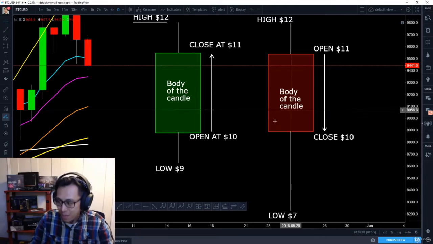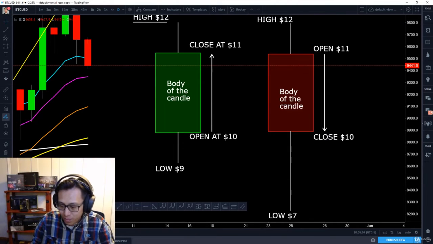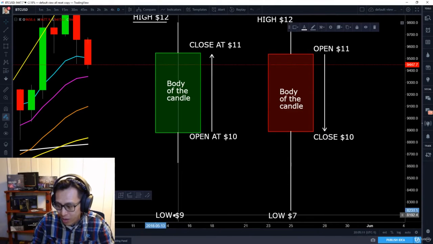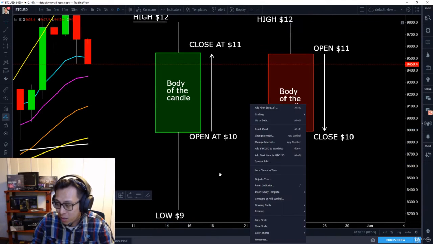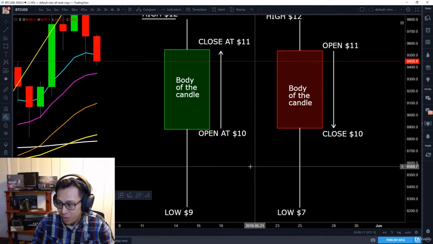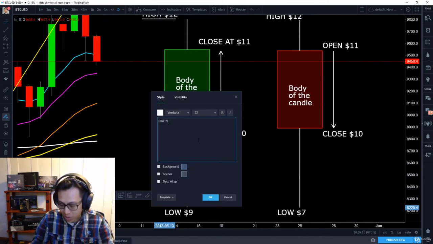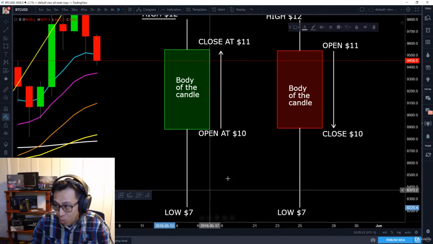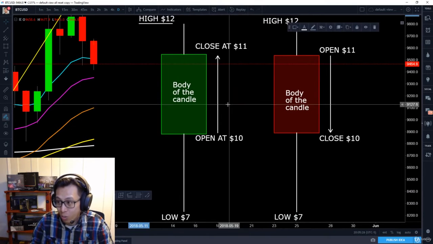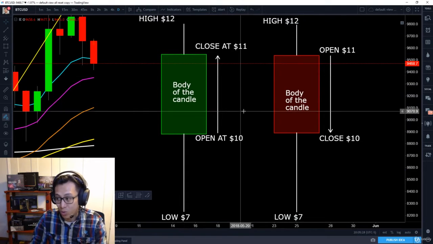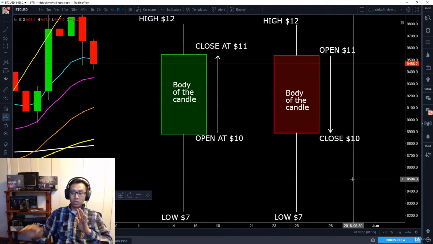Okay, actually, let me ask you guys two things, okay? Let's say we're on a downtrend and one candle was green like this, right? Let's say one candle was green like this, and they both got to $7 like that. What do you think the difference is between these two candles, where one is green and one is red, but they both have a very long wick?